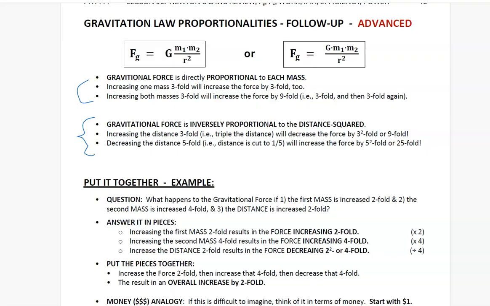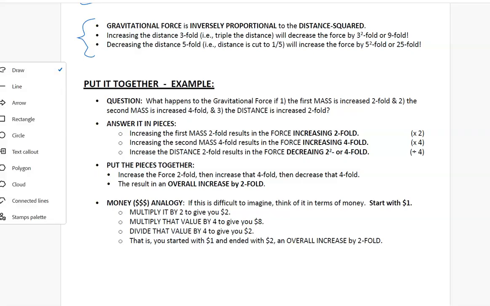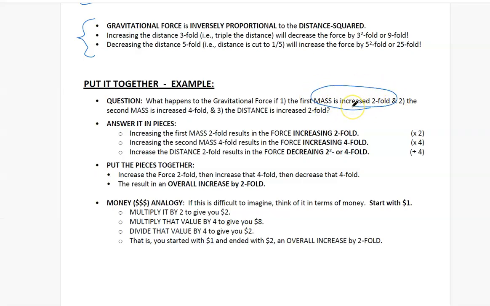So putting these two concepts together here, what happens when the gravitational force of the first mass is increased twofold? So you've got one mass that's increased twofold, you've got a second mass that's increased fourfold, and the distance is increased twofold. Now you might look at this and go, there's no way I know how to solve this. Well, you do each one separately and then just multiply or divide the results.